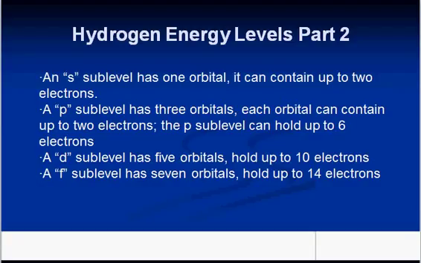An S sublevel has 1 orbital. It can contain up to 2 electrons. A P sublevel has 3 orbitals, and each orbital can contain up to 2 electrons, but the P sublevel overall can hold up to 6 electrons total. A D sublevel has 5 orbitals. It can hold up to 10 electrons, and an F sublevel has 7 orbitals holding up to 14 electrons.